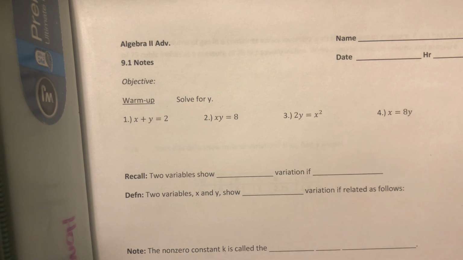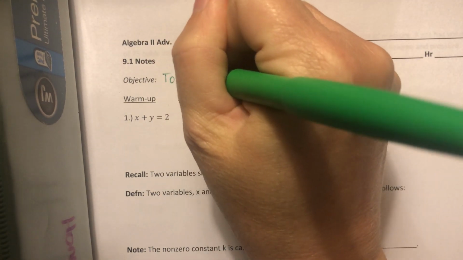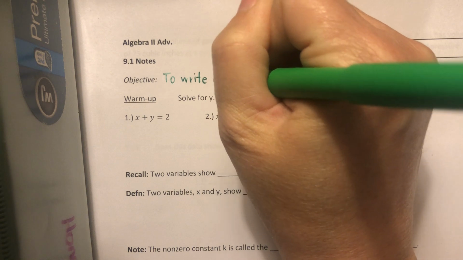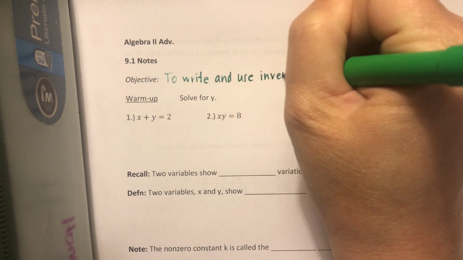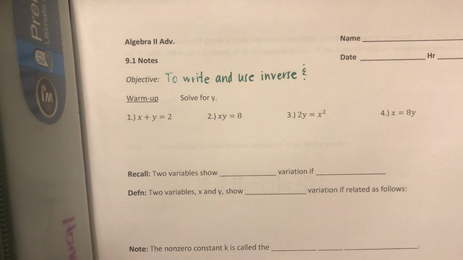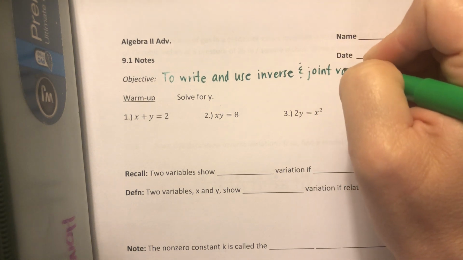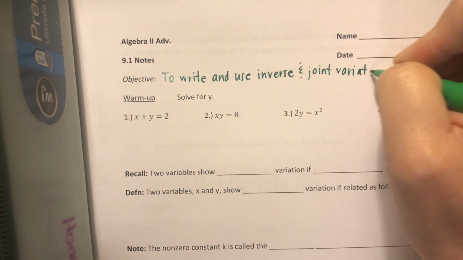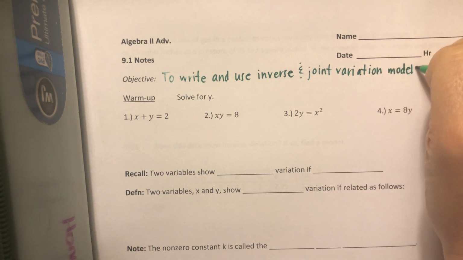So today we're going to start chapter 9. And we're going to write and use inverse and joint variation models. So I'm just going to do a couple of these warm-ups real quick, okay?